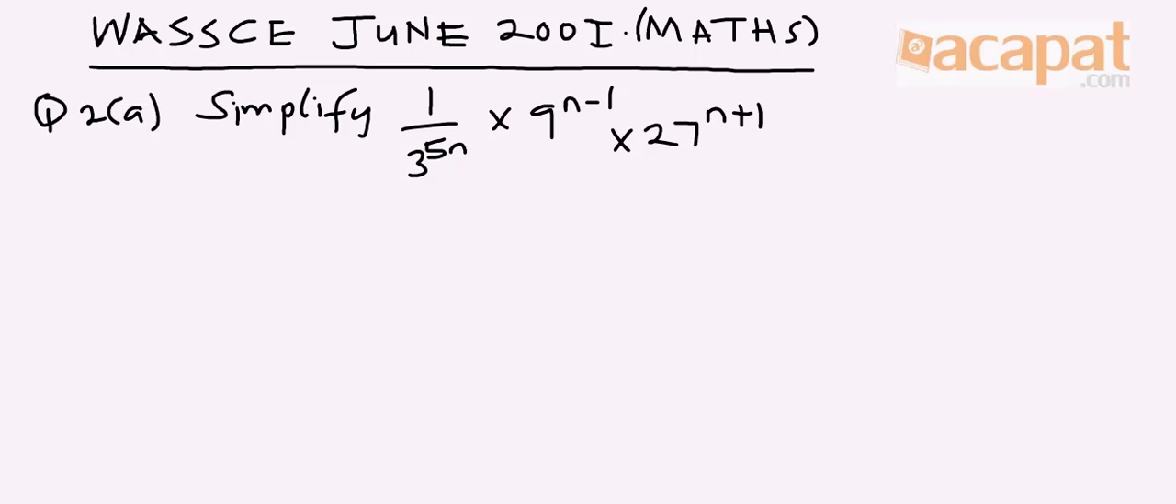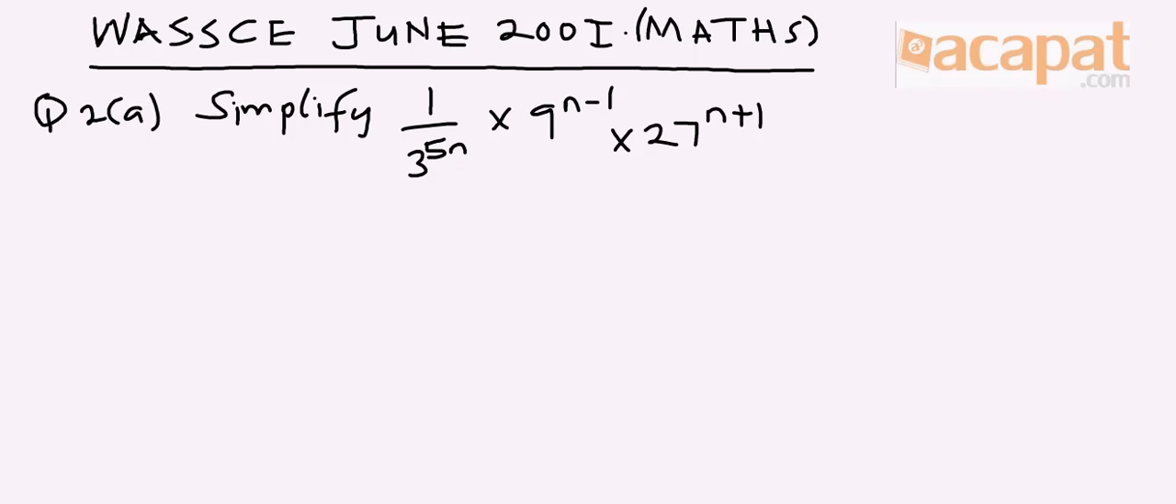WASSCE June 2001, question 2a. Simplify 1 over 3 raised to the power 5n times 9 raised to the power n minus 1 times 27 raised to the power n plus 1. Here we have a question on indices, and we are told to simplify 1 over 3 raised to the power 5n times 9 raised to the power n minus 1 times 27 raised to the power n plus 1.